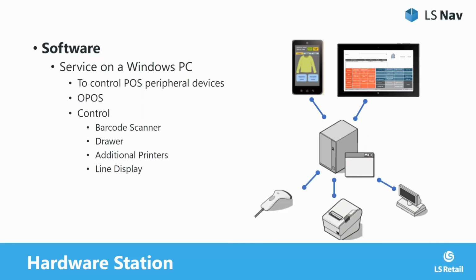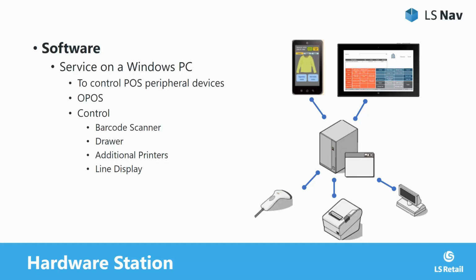The second option is more of an option where you, for example, have an older device, and you could then, for example, put up a service on a Windows PC, and this service then controls the devices. So in this case, in the picture here, you have a PC with a service on it, and you connect all the devices to that. Your devices you have been using for 10 years. Devices that run on OPOS.